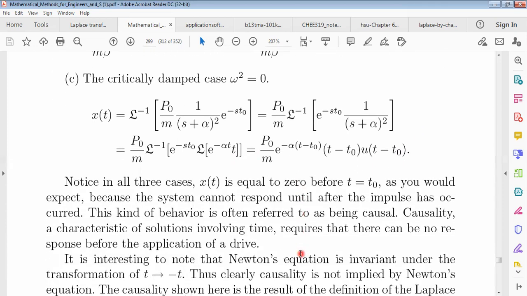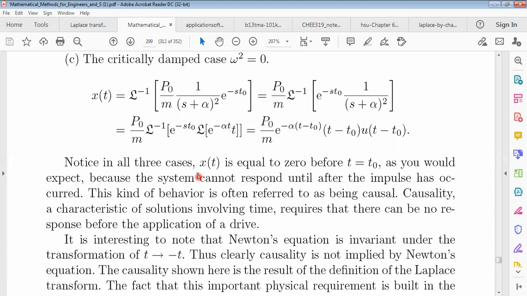So notice that in all the three cases, x(t), the solution of the differential equation, is equal to 0 before t equals t naught, and you would expect that, because the system cannot respond until after the impulse has occurred. This kind of behavior is often referred to as being causal. Causality, a characteristic of solutions involving time, requires that there can be no responses before the application of a drive.